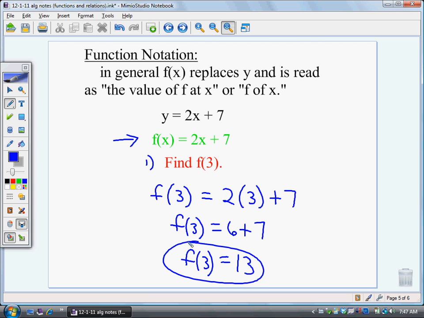Now that does not say f times 3, so do not divide by 3 and get that f is equal to 4 1/3. We're finding the value of this function f, and the function is 2x plus 7. We're finding the value of that function f when x is 3. That just means you put 3 in where x is and do the math. When you do that, you get 13, the same as we did when we put 3 in for x in y equals 2x plus 7.